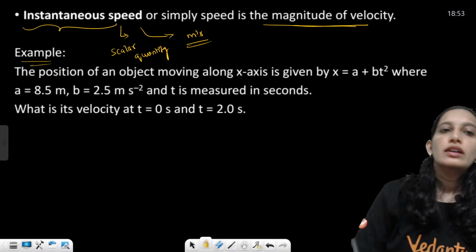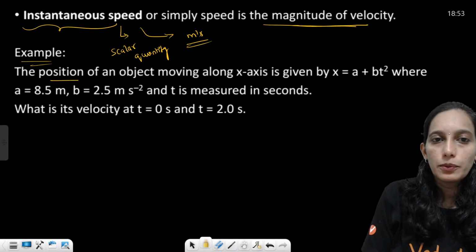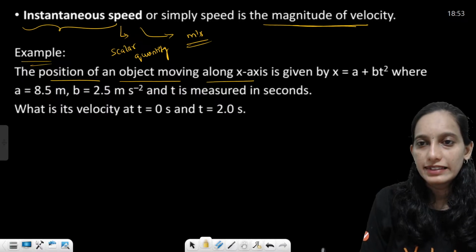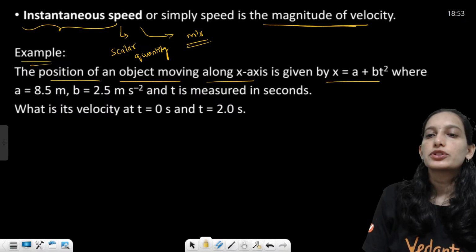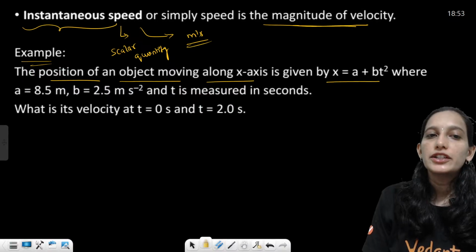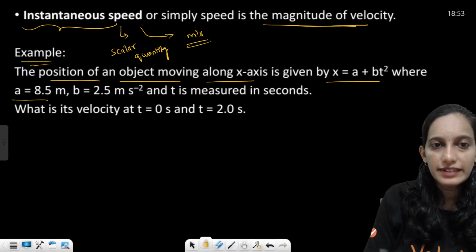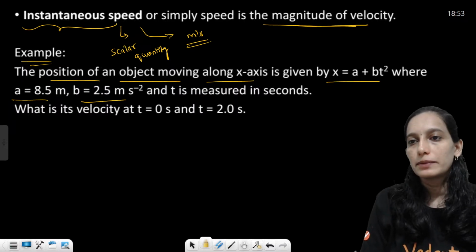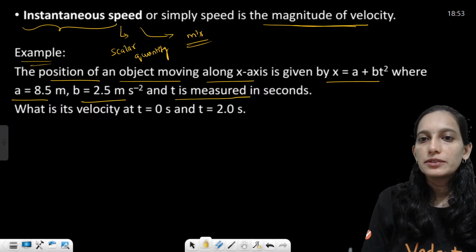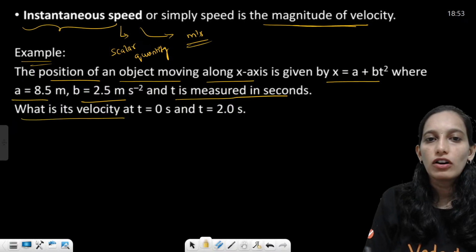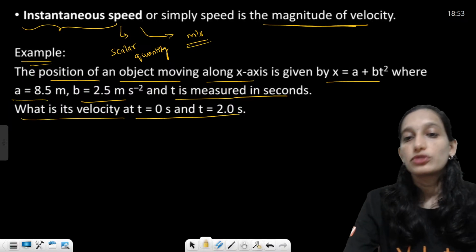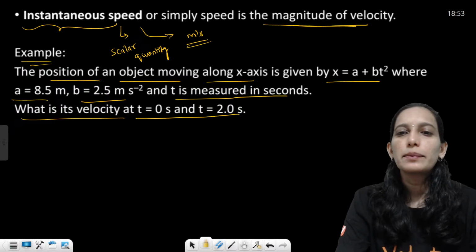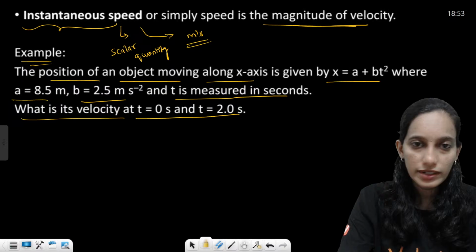Okay. So here is the question. The position of an object moving along the x-axis is given by x is equal to a plus b into t square, where a is equal to 8.5 meter and b is equal to 2.5 meter per second square, and t is measured in seconds. What is the velocity at t is equal to 0 and at t is equal to 2 seconds? This type of simple problem can be asked as a 2 or 3 marks question.